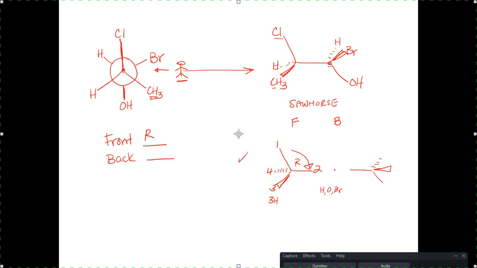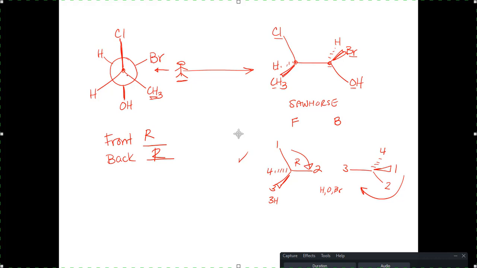Okay, what do we have? Br is number 1, the hydrogen is number 4, O is number 2, and carbon is number 3. So that was easy enough to do. Is 4 pointing away from me? Yes. So now going from 1 to 2 to 3 is also clockwise. So the back carbon has the R configuration as well. Okay. So that's how we determine the R and S configuration for a Newman projection, is simply by converting it into a sawhorse.